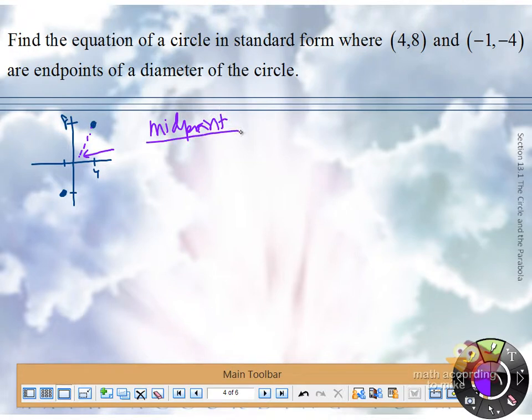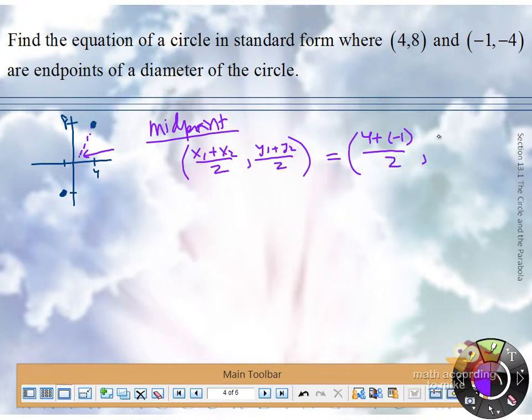What is the midpoint formula? x sub 1 plus x sub 2 over 2, comma, y sub 1 plus y sub 2 over 2. In other words, average the x's, average the y's. So if we add the x's together, we get (4 plus -1) over 2, comma, (8 plus -4) over 2.